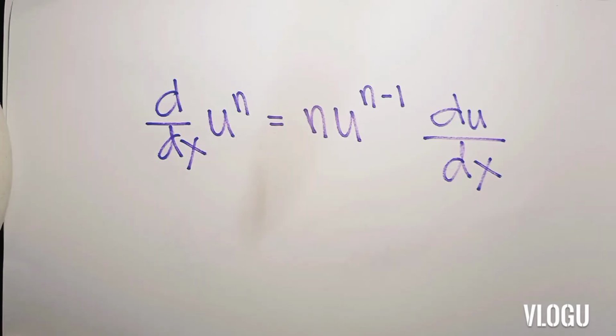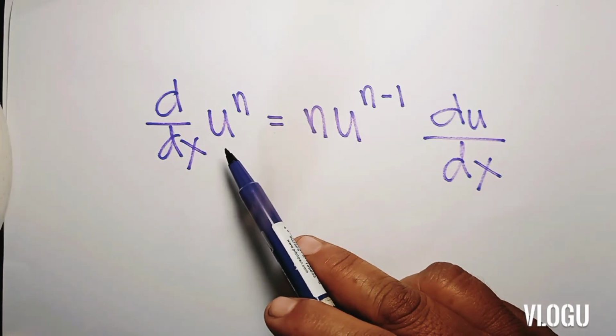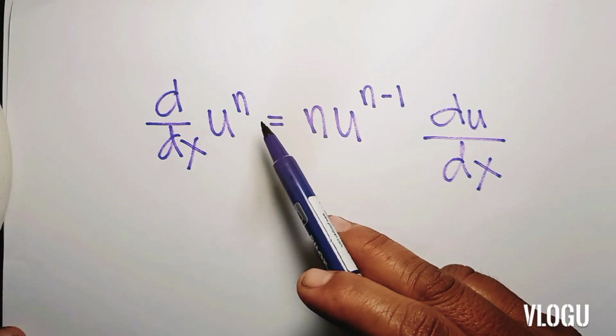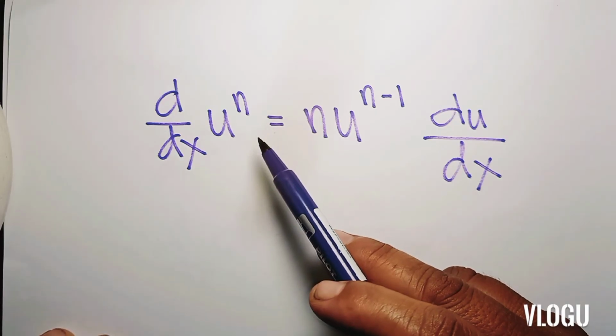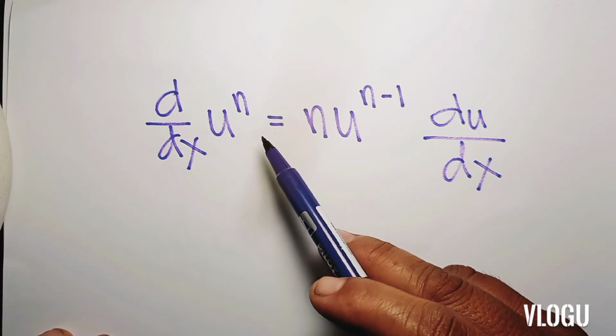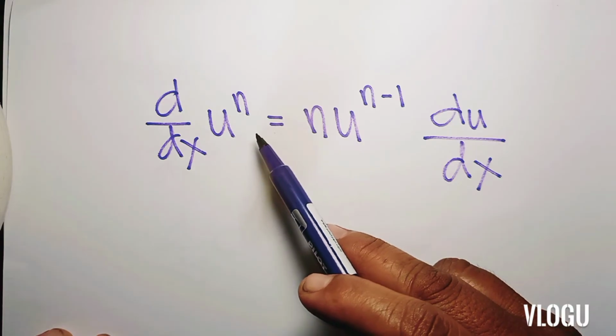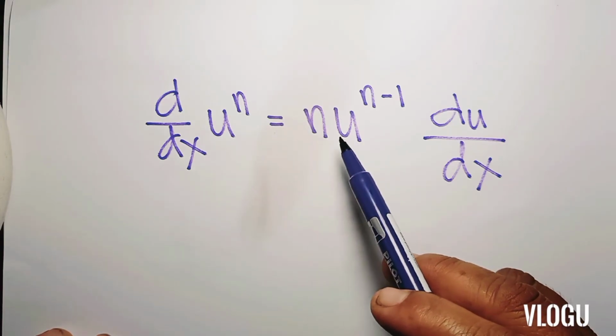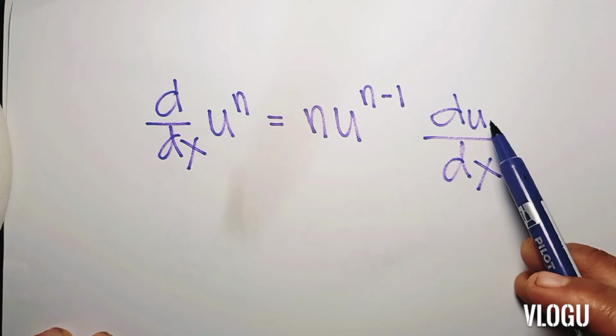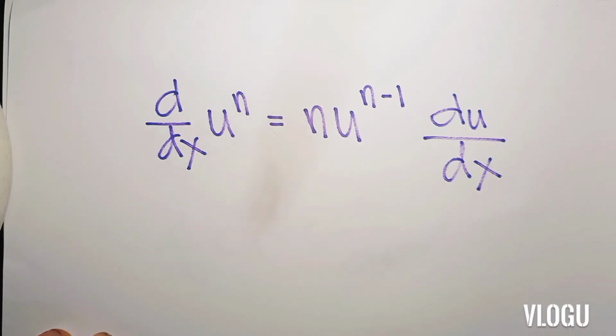Another formula that we are going to use is d/dx of u to the n. These are applicable to equations having an exponent. So, we have here d/dx of u to the n is equal to n u to the n minus 1 du/dx. So, let's proceed to our first example.